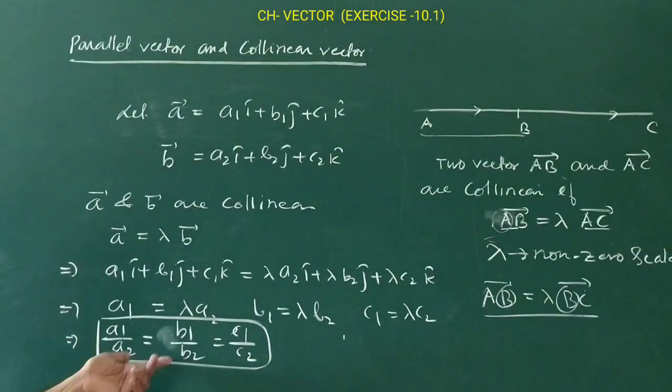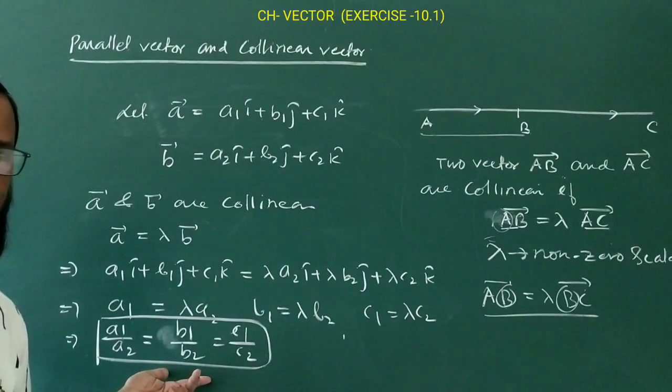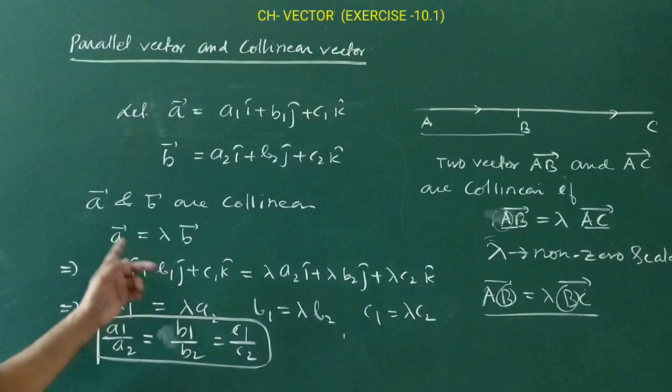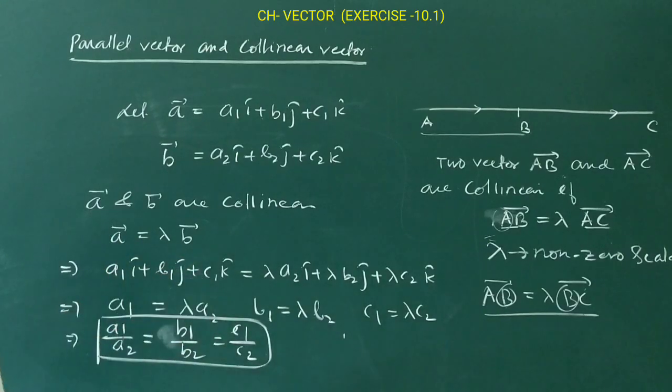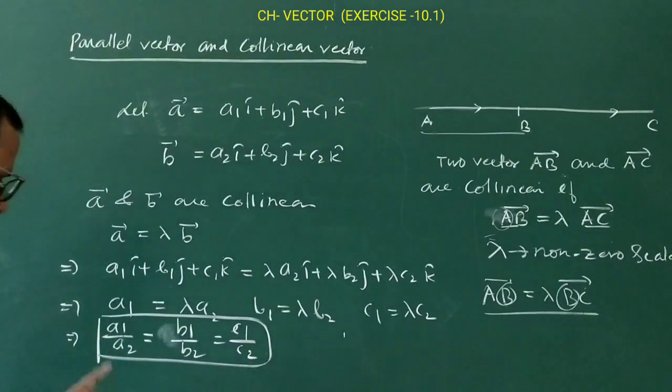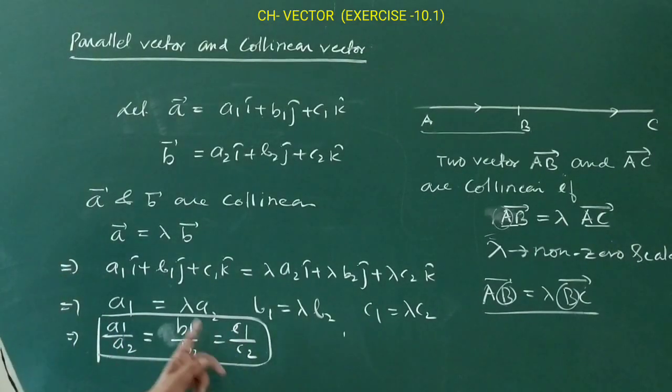This is the same condition for two vectors to be parallel also. When two vectors are parallel, corresponding components are in ratio, so the same condition will be applied for parallel. Understood? So if the question asks you to show that two vectors are collinear, you have to find the ratios of corresponding components, and if they are equal, you can say that the vectors are collinear.